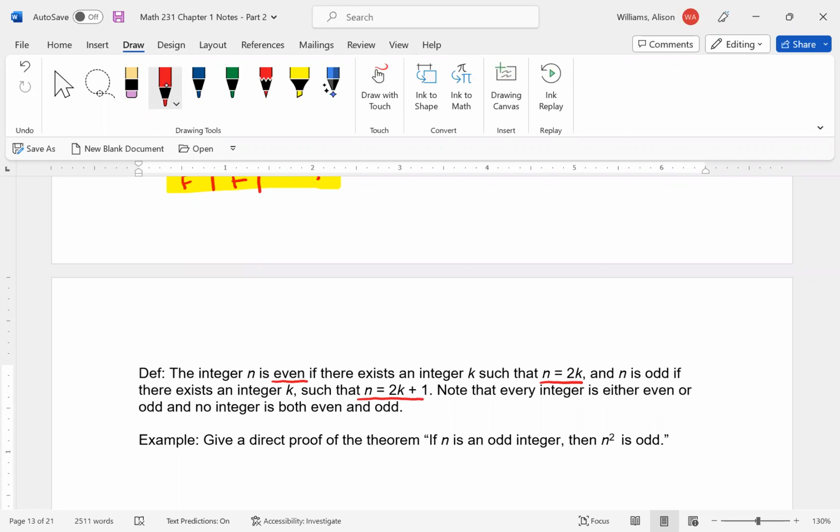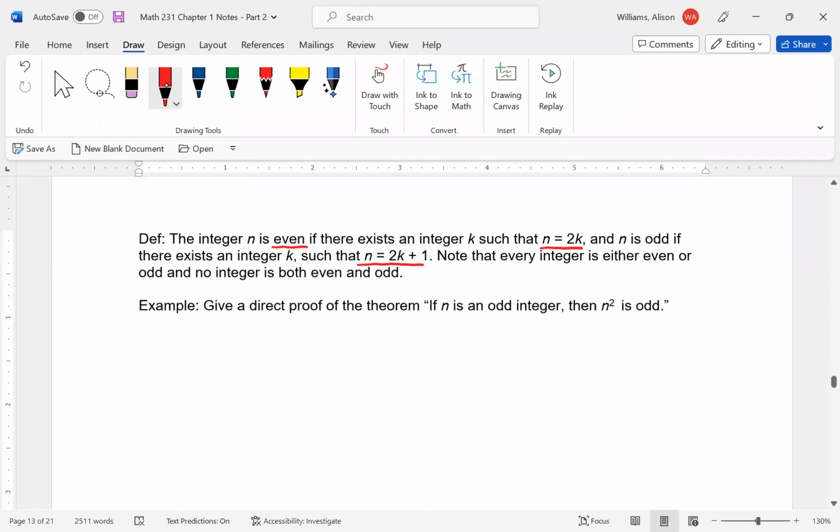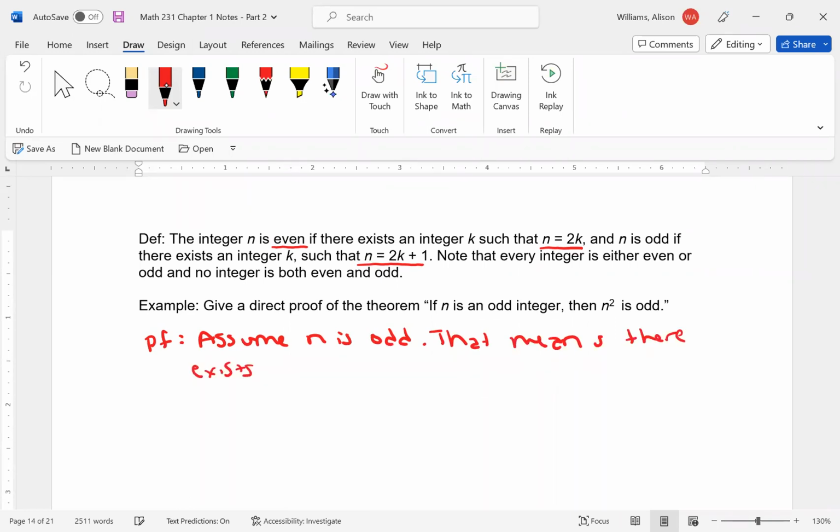So let's look at an example right off the bat that uses this. And they're telling us to use a direct proof. So give a direct proof: if n is an odd integer, then n squared is odd. Direct proof means we start with the first statement, the if statement. And I'm starting with: if n is odd. So assume n is odd. And that means there exists an integer.